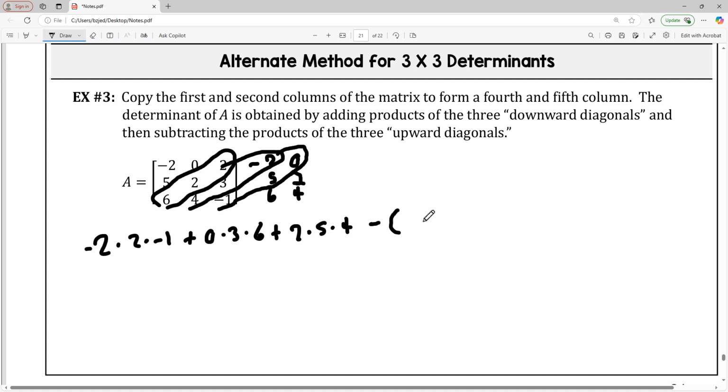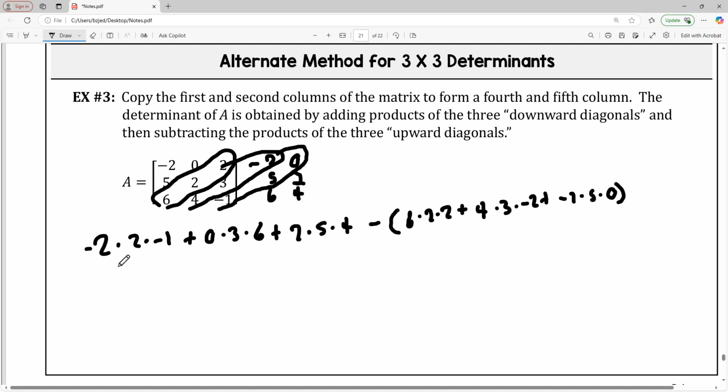So I have 6 times 2 times 2 plus 4 times 3 times negative 2 plus negative 1 times 5 times 0. And now we're going to do this arithmetic.